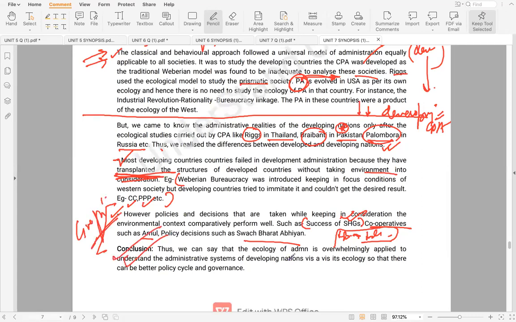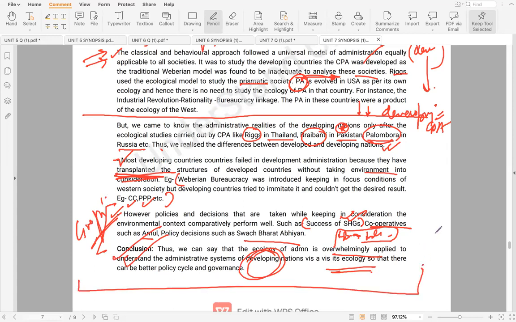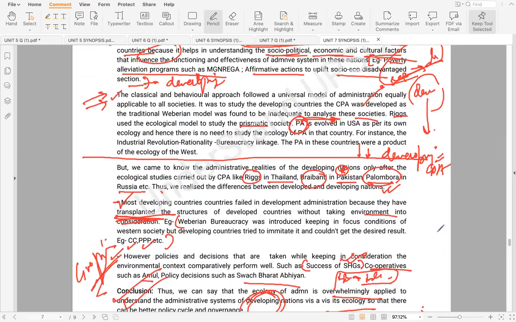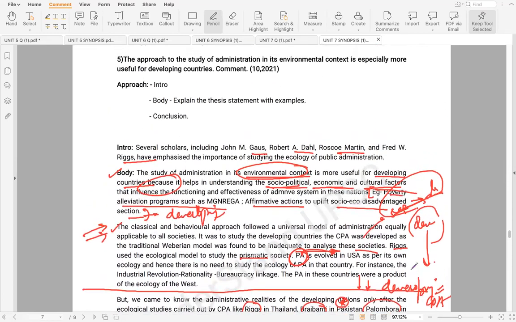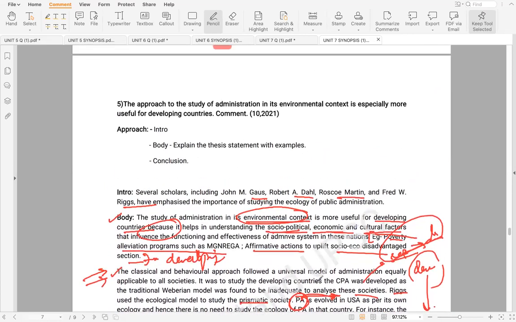Conclusion. Thus, we can say that the ecology of administration is overwhelmingly applied to understand the administrative systems of developing nations vis-a-vis technology, so that there can be better policy cycle and governance. Did you understand this? I kept it a little fast because examples are also similar. This is something which is very basic. Whenever you study CPA, you know that it is being done for developing countries only, right?